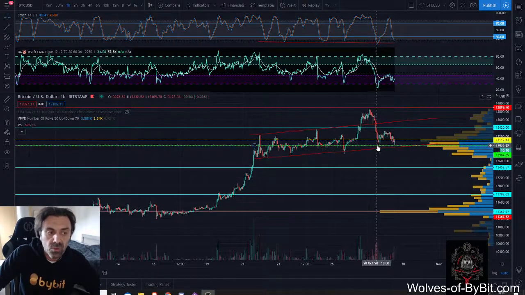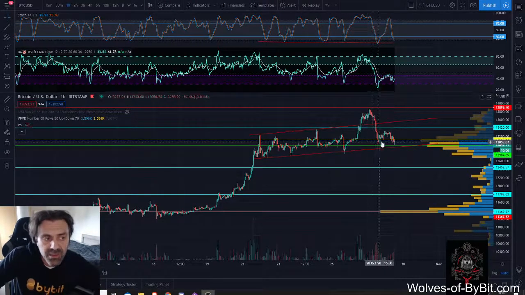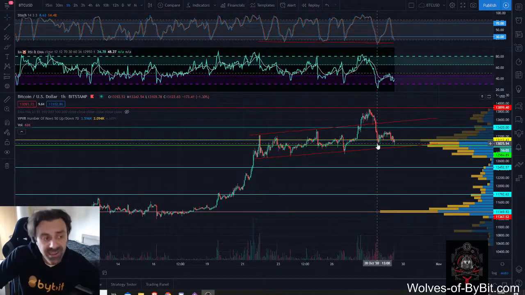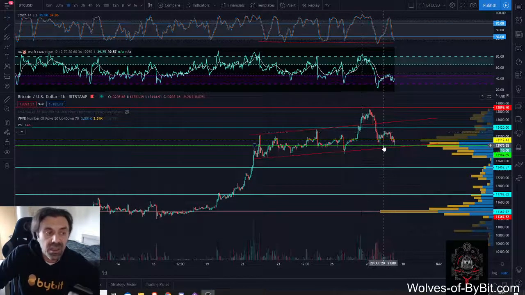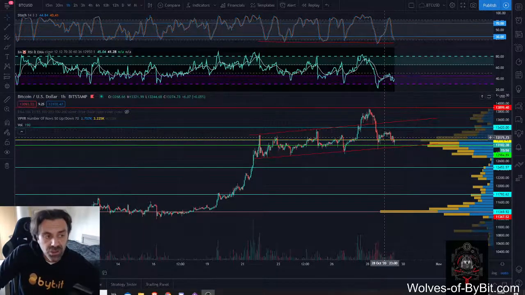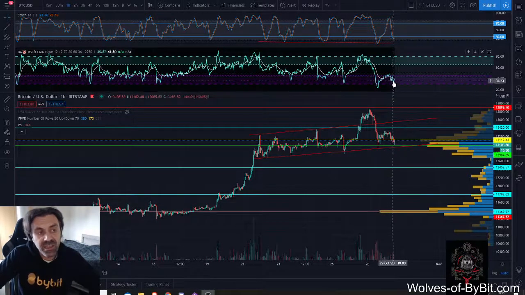Now, what was I hoping for? Not only a test of one of these support lines in order to be confirmed as a bottom. I was actually hoping to see a retest making a lower low, and on RSI seeing a higher low.